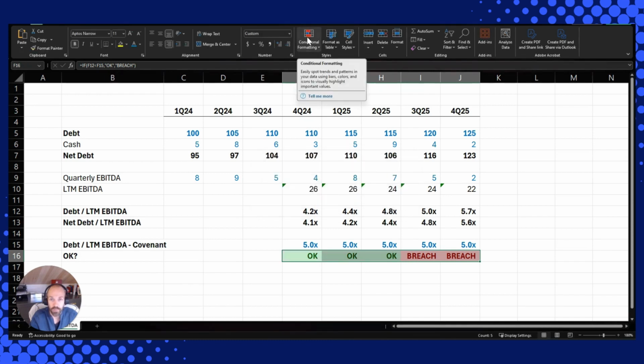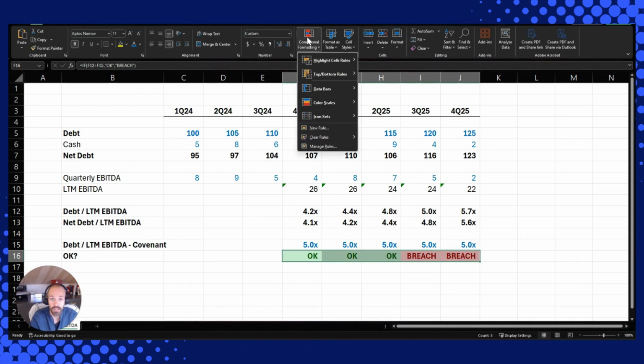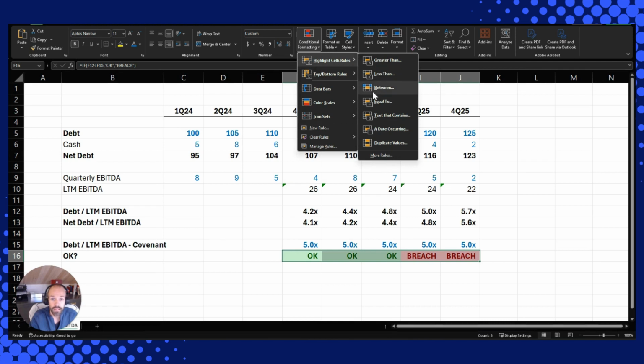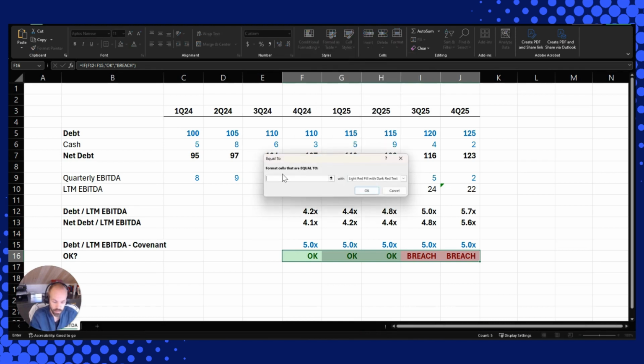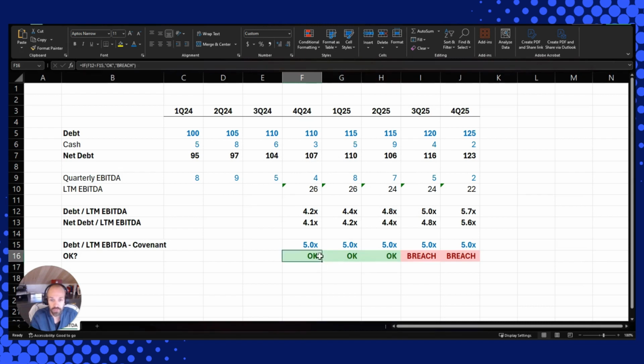Luckily, with these sort of things, you can do two different things at the same time. So you do the same thing, conditional formatting, highlight, equal to, and if you type in breach, you can see how this would change as well. I've changed it there to yellow, but here you go, light red with dark red text. Conditional formatting is a great way, especially in these covenant tests, to really quickly illustrate whether there's a breach or not.